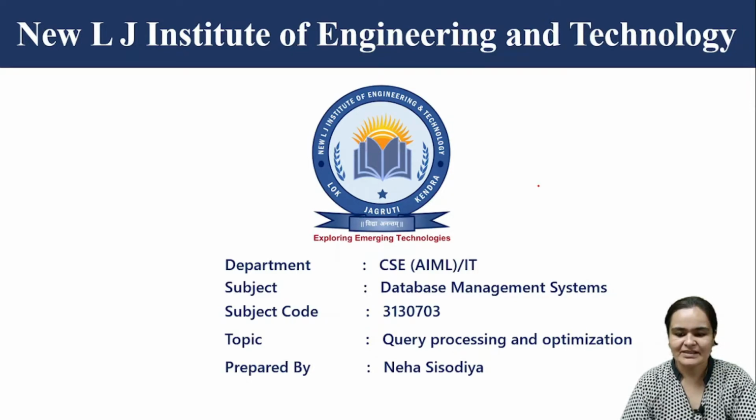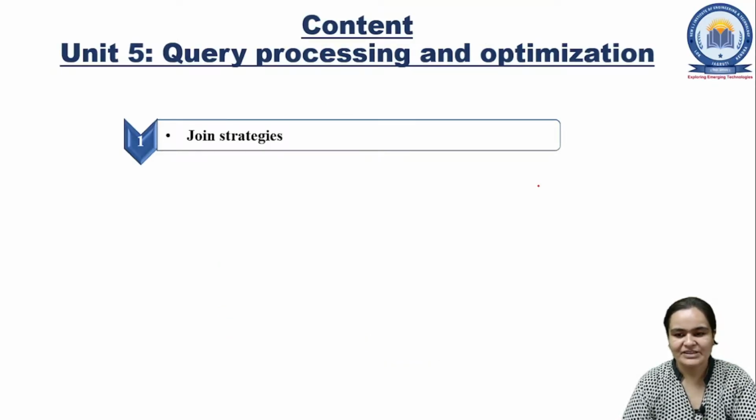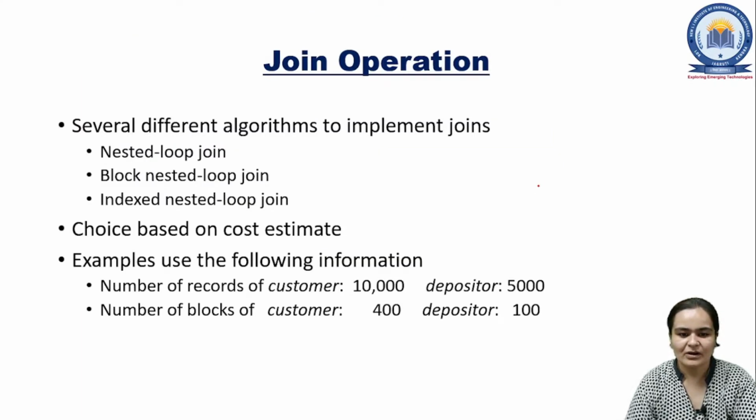We are going to discuss query processing and optimization. Query processing and optimization are part of our fifth unit, and we are going to discuss some join strategies in query processing. For the join operation, we have several different algorithms that implement join: nested loop join, block nested loop join, index nested loop join. We have a choice based on estimated cost.